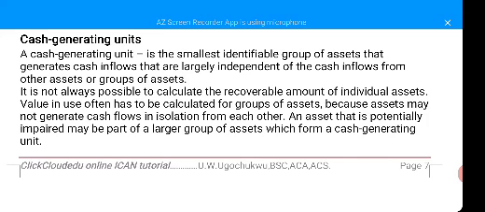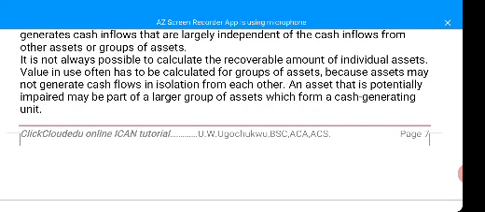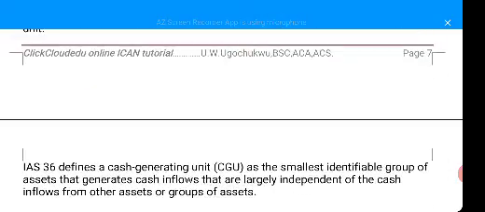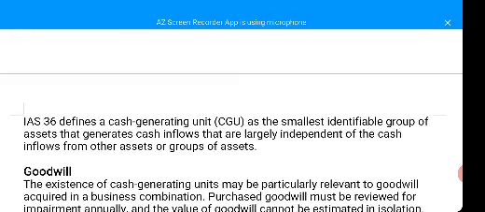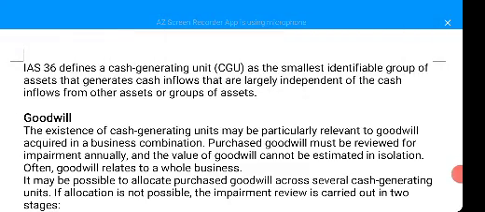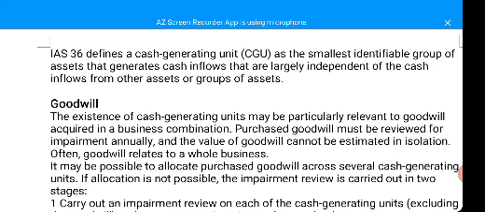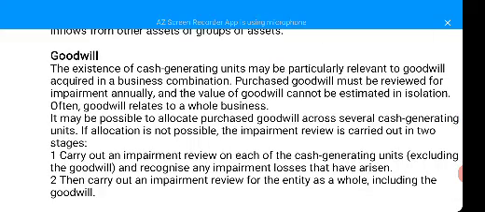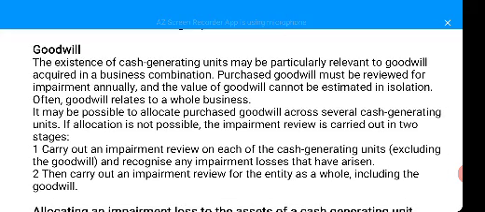An asset that is potentially impaired may be part of a larger group of assets which form a cash generating unit. IAS 36 defines a cash generating unit as the smallest identifiable group of assets that generate cash inflows that are largely independent of the cash inflows from other assets or group of assets. Now, this standard talks about goodwill under cash generating unit. So let's understand the meaning of goodwill under cash generating unit.